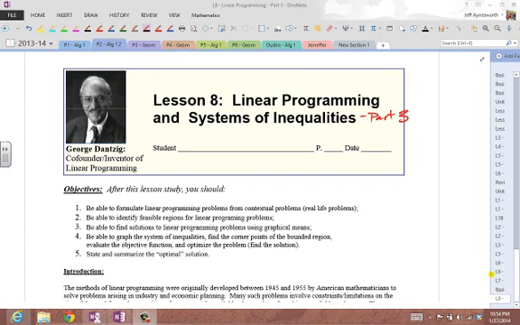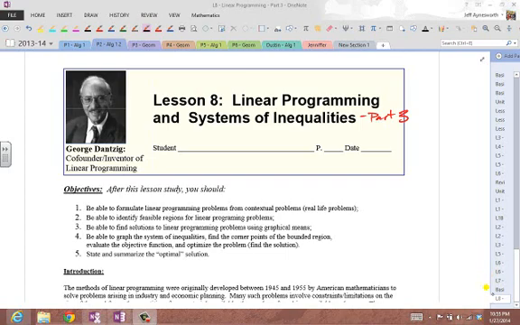After the lesson, you're going to be able to do a lot, so let's go through a couple things. You're going to be able to formulate a linear programming problem from a real-life problem, from contextual problems, all by yourself. Number two, you're going to be able to identify the feasible regions, which is the solution region. Three, you're going to be able to find solutions of the problem by graphing the system of inequalities. You're going to be able to find the corner points of the bounded region, called the feasible region. You're going to evaluate the objective function, and you're going to be able to optimize the problem, which means you're going to be able to find the solution. And you're going to be able to summarize and state what it is.